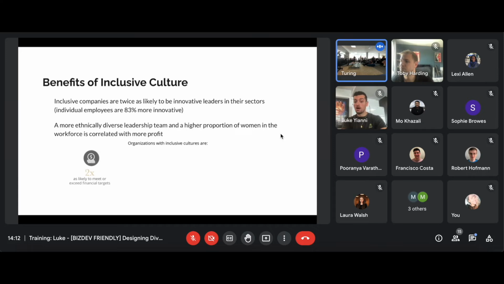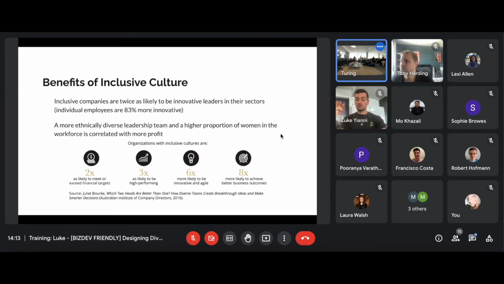Organizations with more inclusivity are 2 times as likely to meet or exceed financial targets, 3 times more likely to be high-performing, 6 times more likely to be innovative and agile, and 8 times more likely to achieve better business outcomes. So those are all really good signs that innovation and entrepreneurship and high performance are championed by diversity. We'll get into ideas as to why I think that is the case, but there is a clear scientific sign that diversity does lead to better business performance for a company as a whole.